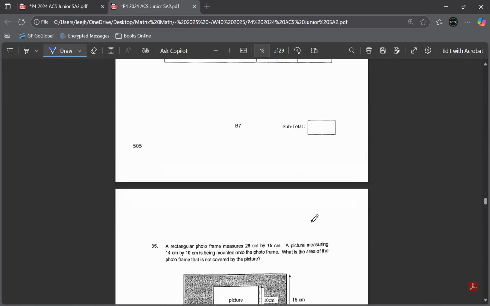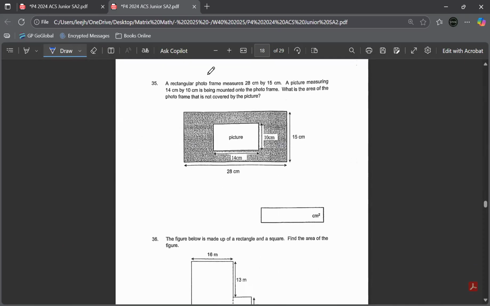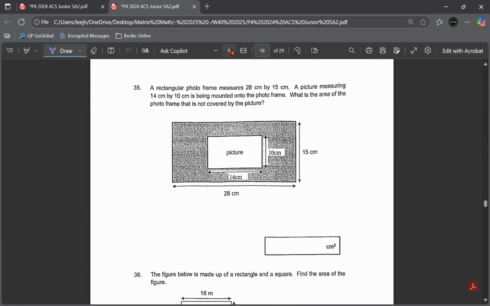Wait. Question number 35. I think I enlarge it back. You can see. Okay. So this rectangular photo frame is measuring 28 by 15. So there, 28 by 15. A picture measuring 14 by 10 is inside. What is the area of the photo frame not covered by the picture? So very easy. You already got the measurements for the picture and the frame. So you find the area of the picture. So okay, area of frame first.